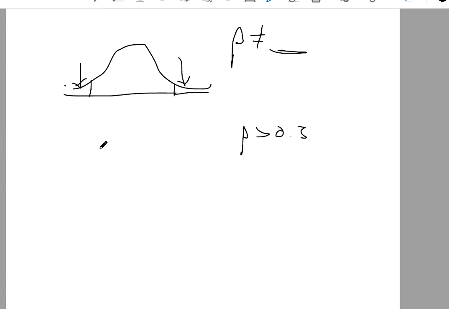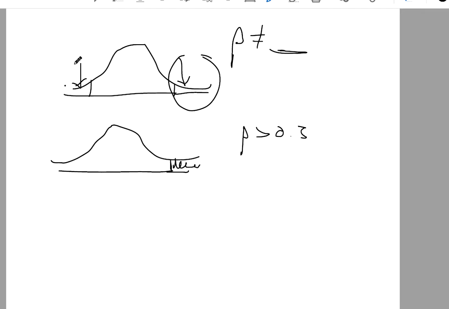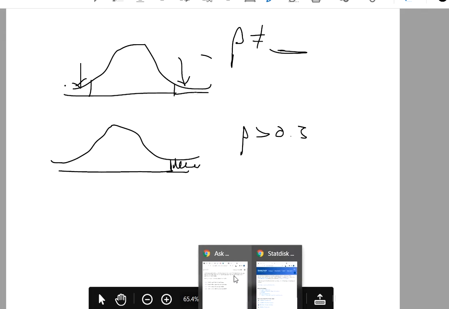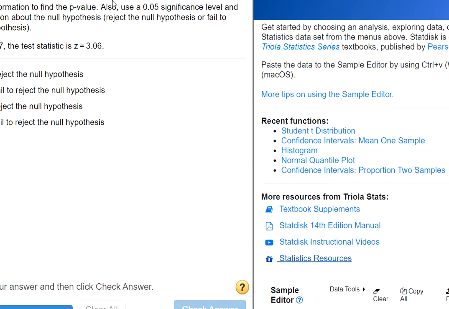That would be a one-tailed test, and the p-value is the amount of the area that's in this tail. Okay? Because a p-value is the probability that you get this test statistic, assuming the null is true. With not equal, it's just different. It's either less than or greater than. That's why it's two different tails. So that's important when we use StatDisk.